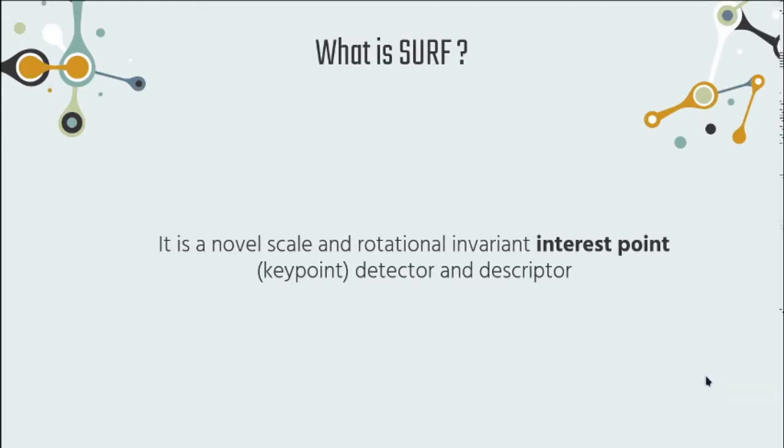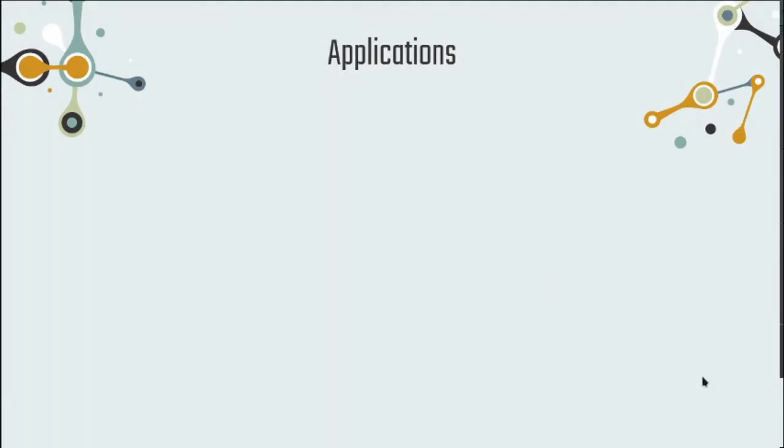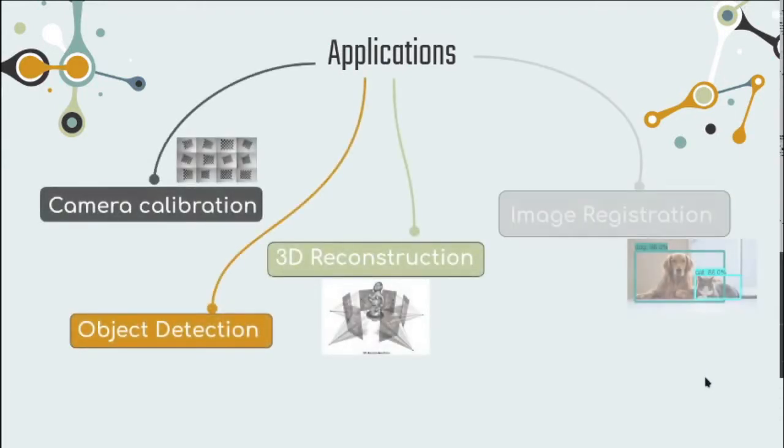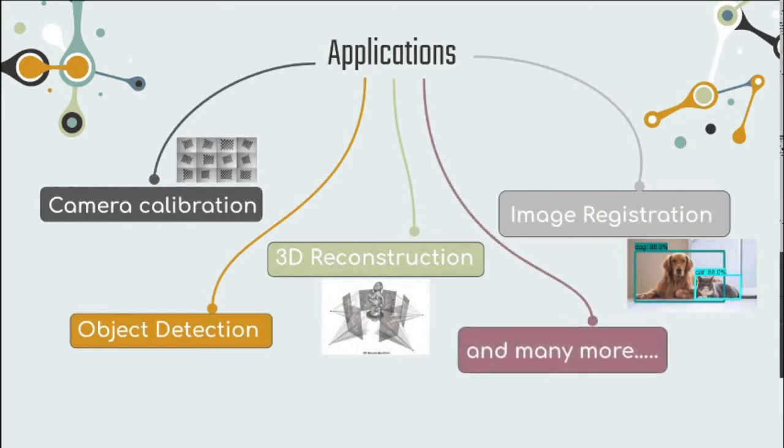Firstly, what is SURF? It is a robust interest point detector and descriptor, called Speeded Up Robust Features, abbreviated as SURF. This approach for detection and description outperforms previously proposed schemes with respect to repeatability, distinctiveness and robustness, yet can be computed very fast. Some of the applications are camera calibration, object detection, 3D reconstruction and image registration, and there are many more.